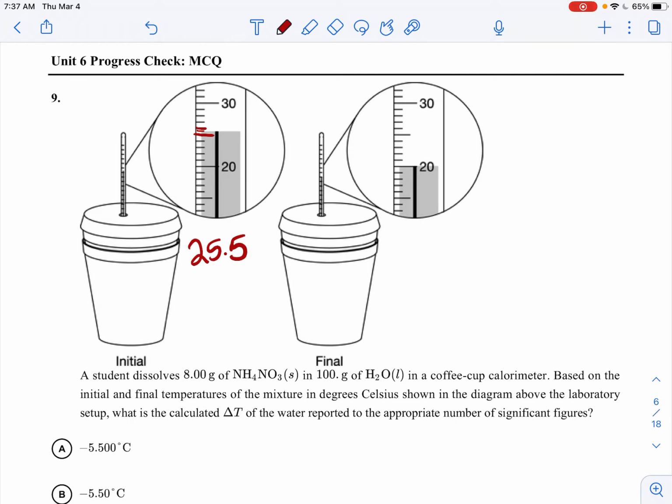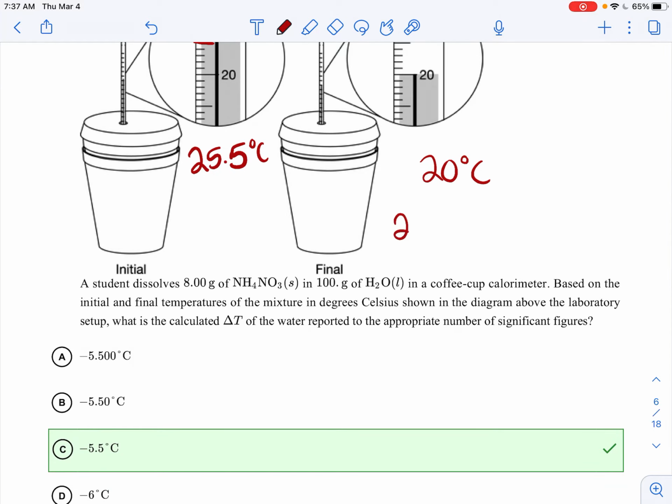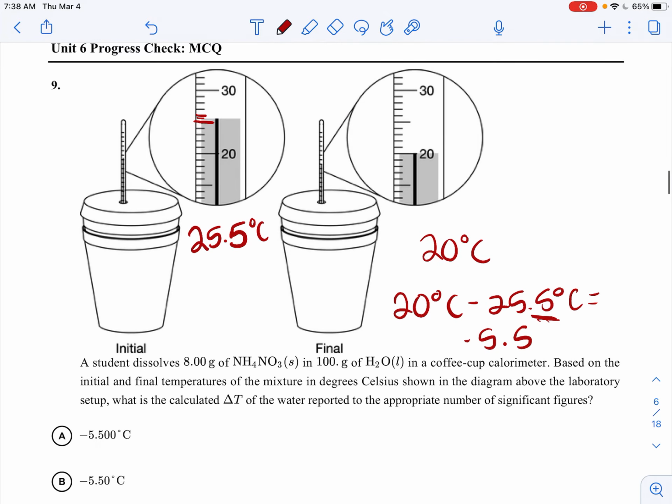So our initial temperature was 25.5 degrees Celsius. And then our final temperature was 20 degrees Celsius, okay? So final minus initial would be 20 degrees Celsius minus 25.5 degrees Celsius, and that will give me negative 5.5. Now, sig figs here, again, remember, this 0.5 here was predicted, because notice here, let me erase it. Notice that there are no lines where that 0.5 was predicted. So you can only have one predicted place on a significant figure.